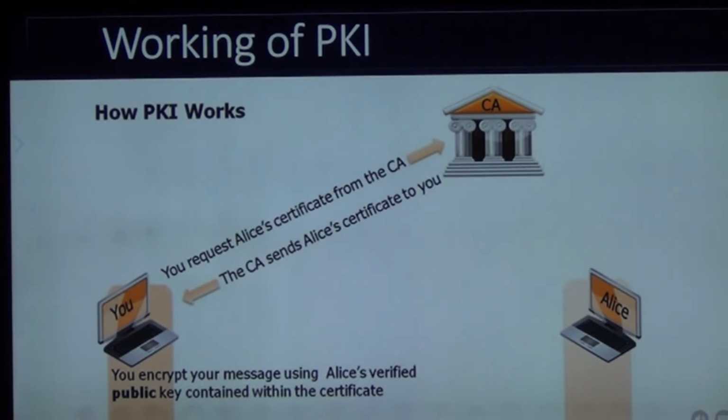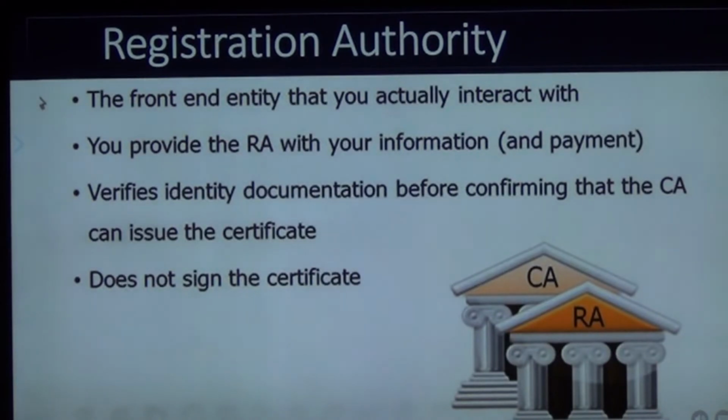So this is a registration authority, the front end entity. You provide the RA with your information and the payment. Obviously, it verifies identity documentation before confirming that the CA can issue you the certificate.